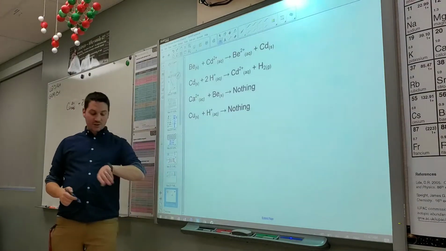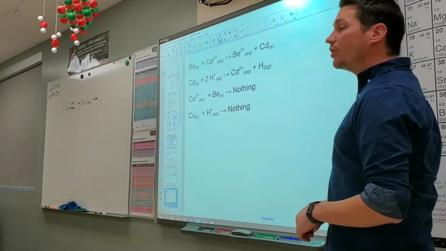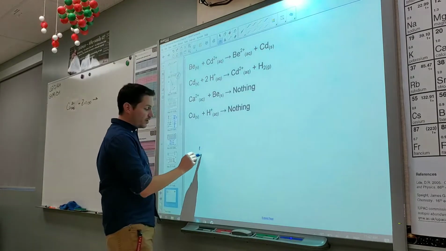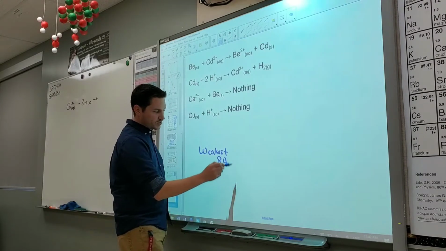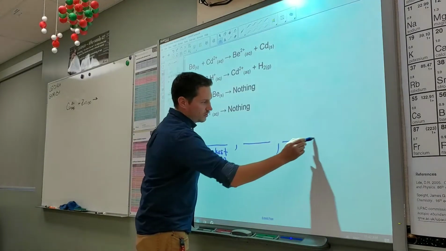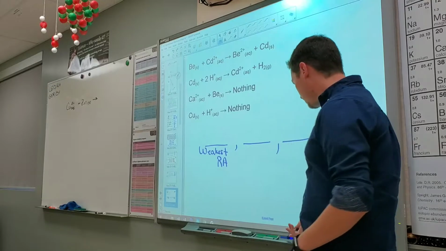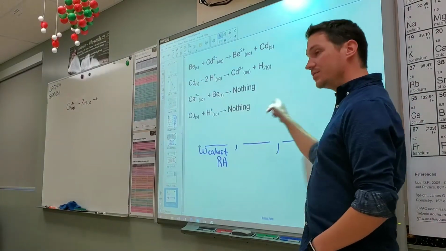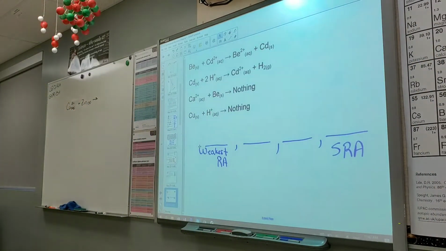So, on the next question, what I would like you to do is rank these from weakest reducing agent to strongest reducing agent. And you need to put their actual reducing agents in here, not the oxidizing agents. Let me know if you have no idea what we're doing, or if you're lost, or if you have any questions.